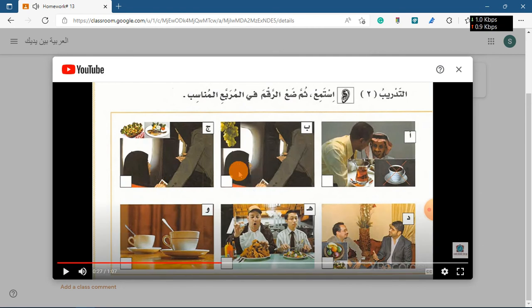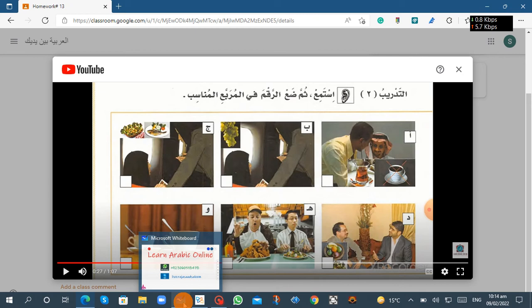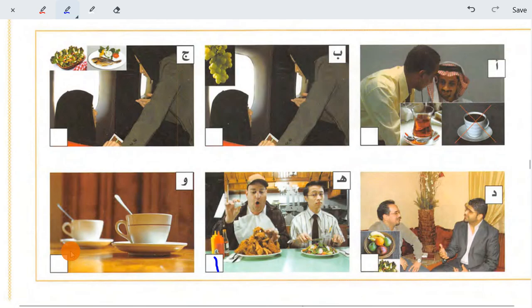Where is the tea? الشاي على المائدة. The tea is on the dining table. See this thing, so I will write اثنان in the box. Sorry, I need to write it in Arabic, not in English.